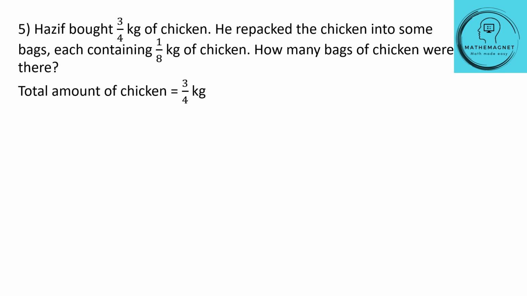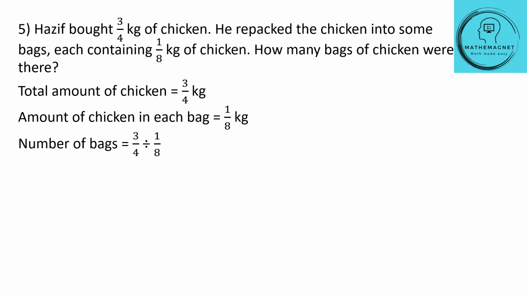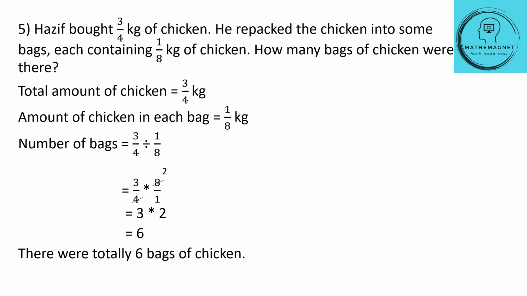So let's write down the information that we have. The total amount of chicken is 3/4 kg. The amount of chicken in each bag is 1/8 kg. Number of bags will be 3/4 divided by 1/8. So that becomes 3/4 times 8/1. 4 and 8 cancel out each other 2 times. So it becomes 3 times 2, which is equal to 6. So there were 6 bags of chicken.